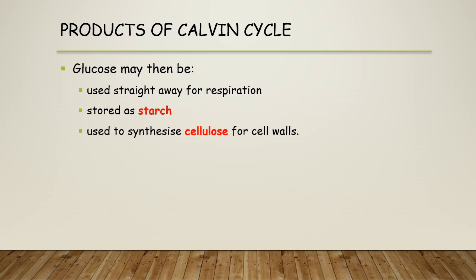So in terms of the products of the Calvin cycle, the end products of photosynthesis, glucose, or a 6-carbon sugar molecule, can be used straight away for respiration. It can also be stored as starch, and obviously that is where we get a lot of our food products from, plants storing their glucose from photosynthesis as starch. It can also be used to synthesize cellulose for cell walls. So again, the growth of a plant in terms of the products of cellulose.